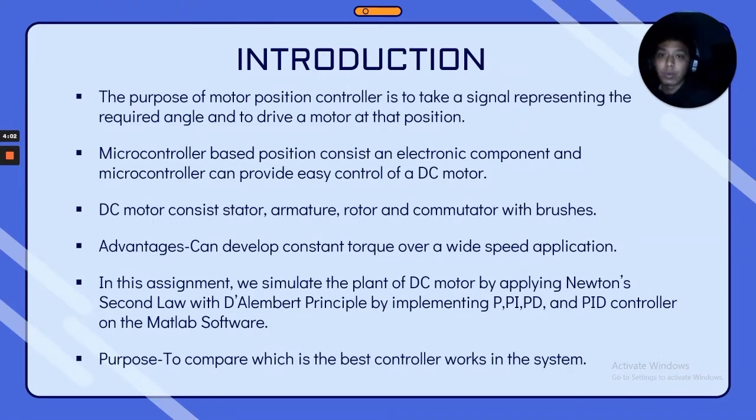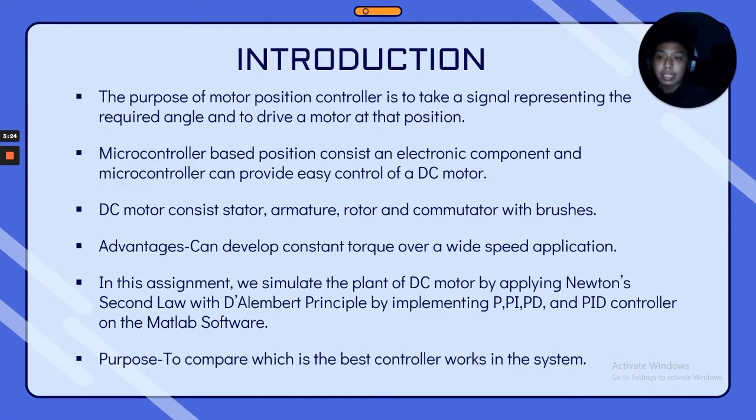The purpose of a motor position controller is to take a signal representing the required angle and to drive a motor at that position. Secondly, a microcontroller-based position controller consists of electronic components, and a microcontroller can provide easy control of a DC motor. A DC motor consists of a stator, armature, rotor, and commutator with brushes. The advantage is that it can develop constant torque over a wide speed application.